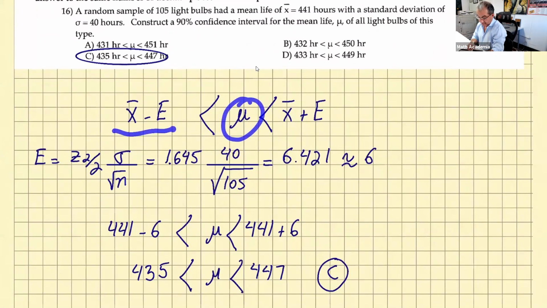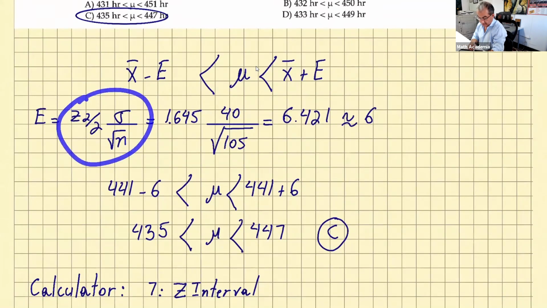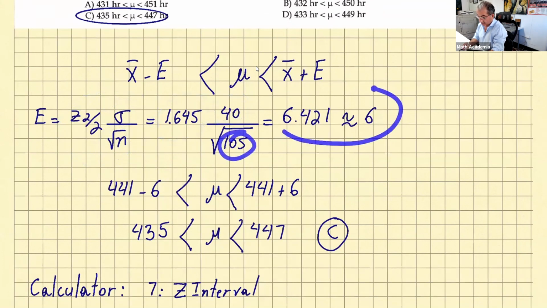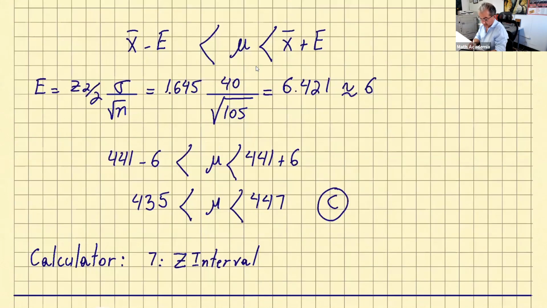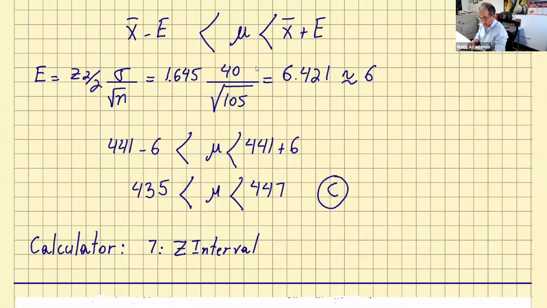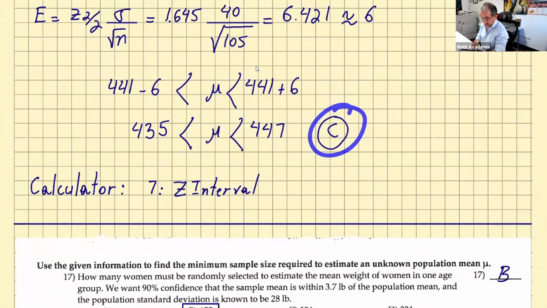The interval is given by this formula, X bar minus E, X bar plus E. And E is Z sub alpha over 2 times sigma, again, because sigma is given, over square root of n. 1.645, sigma is given in the problem, n is given. Use that, you get 6.421, and that's approximately 6 if you look at the answer. So you can do 441 minus 6 less than mu less than 441 plus 6. And you get 435 on the left side and 447 on the right side, and C is the answer.